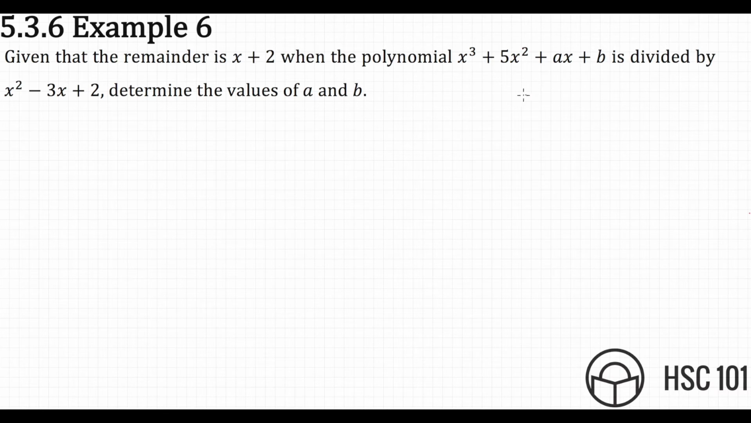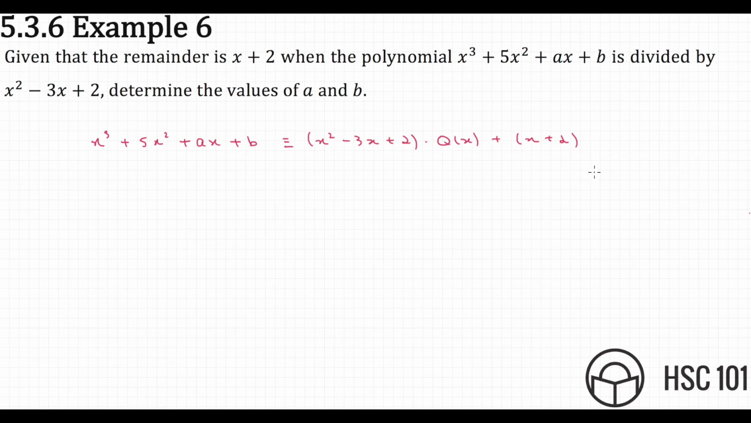So what do I mean by that? Let's say we've got x cubed plus 5x squared plus ax plus b. So this is our polynomial. And we know that we can take this polynomial and rewrite it as the divisor, which is x squared minus 3x plus 2, times the quotient, plus the remainder, which is x plus 2. We know that these two expressions are equal to each other for all values of x. So if I sub an x value into the left, that's going to be exactly the same as if I sub the same x value into the right.